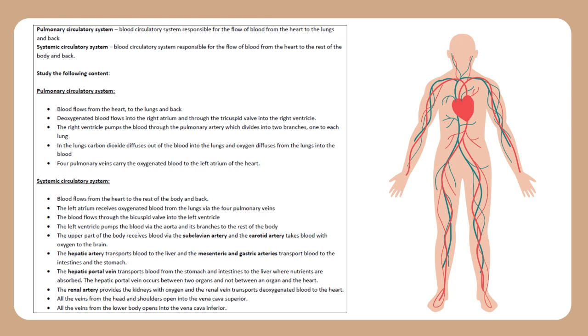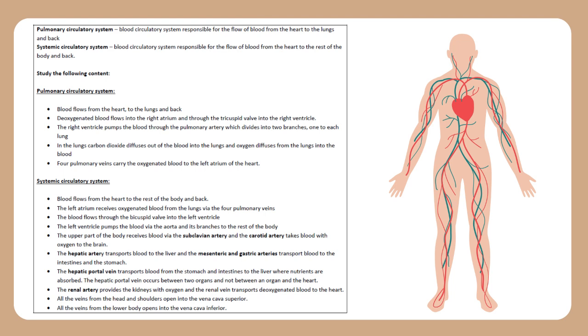Pulmonary circulatory system. Blood flows from the heart to the lungs and back. Deoxygenated blood flows into the right atrium and through the tricuspid valve into the right ventricle. The right ventricle pumps the blood through the pulmonary artery, which divides into 2 branches, one to each lung. In the lungs, carbon dioxide diffuses out of the blood into the lungs and oxygen diffuses from the lungs into the blood. 4 pulmonary veins carry the oxygenated blood to the left atrium of the heart.